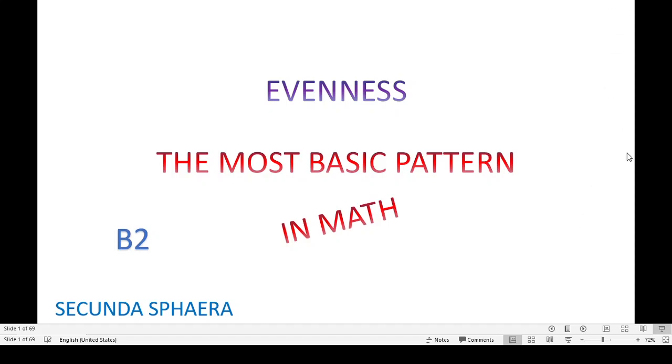This video is going to be about the most basic pattern in mathematics. Just kidding. We are continuing with the most basic pattern everywhere. I am talking about evenness. In a previous video, we talked about the way that even numbers and odd numbers add together. In this case, we are going to talk about how even and odd numbers multiply each other.